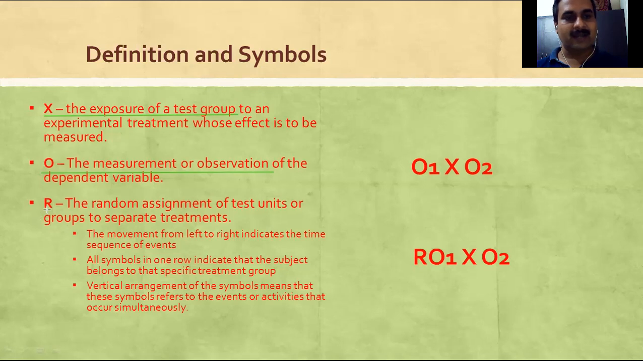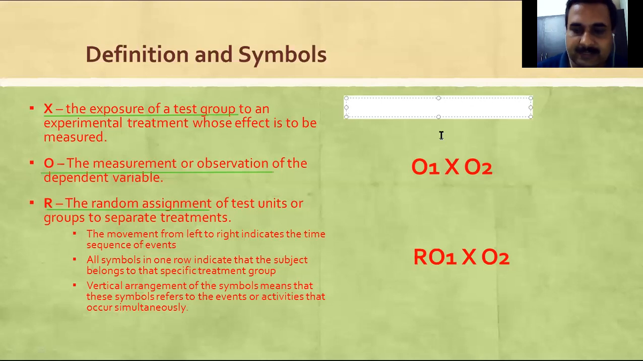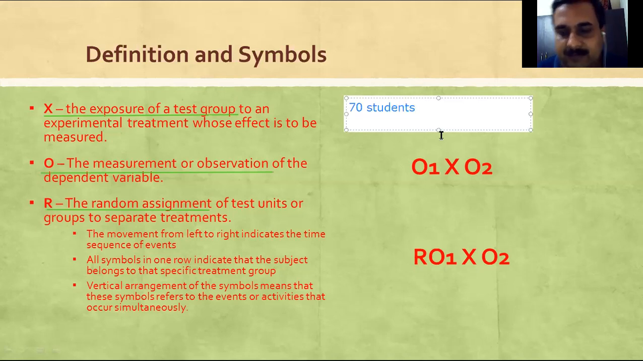The third one is random selection. Random selection means the chances of getting selected of every single unit remain the same. Let's take an example here to understand this random selection. For example, if 70 students are there in a class, take help of these textbooks. 70 students are there, and we want to select 20 students, and our selection should be random.